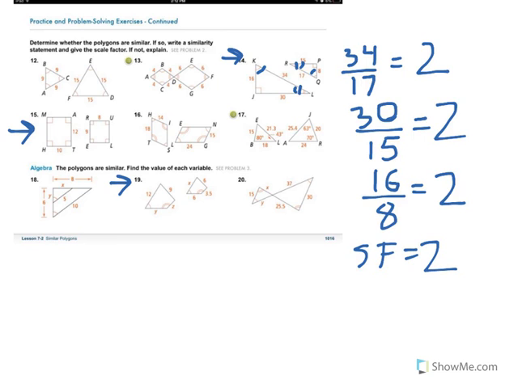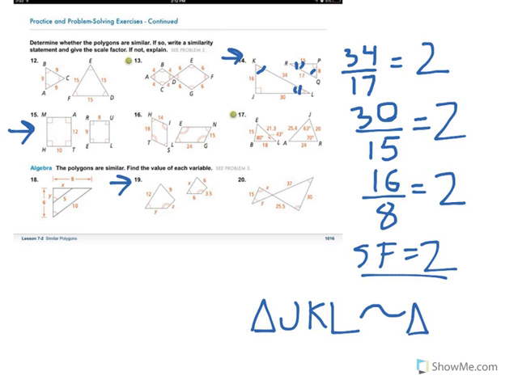Okay, looking at the problem again, it says determine whether the polygons are similar. So yes, they're similar. If so, write a similarity statement and give the scale factor. So we've got the scale factor, now the similarity statement. If we call the big triangle JKL, triangle JKL is similar to... I think that's the similar symbol. Double check me on that.